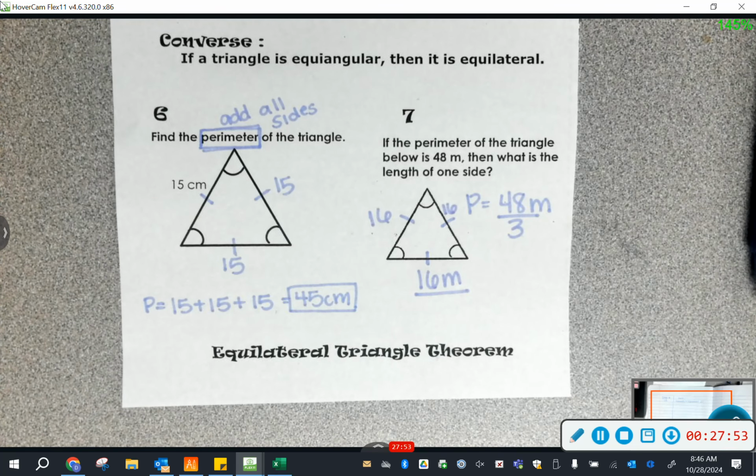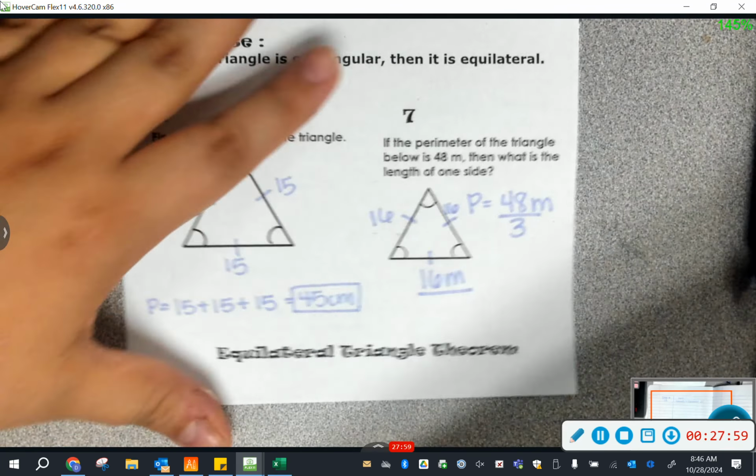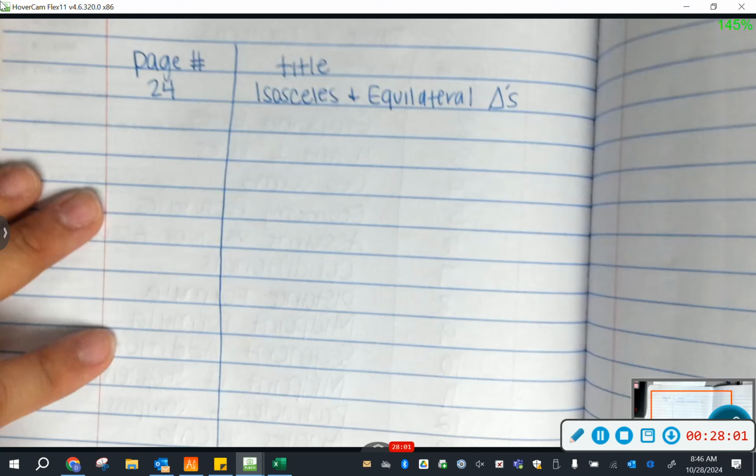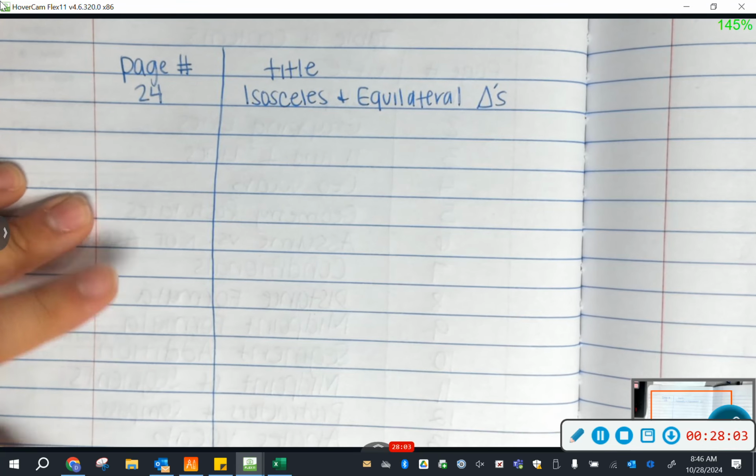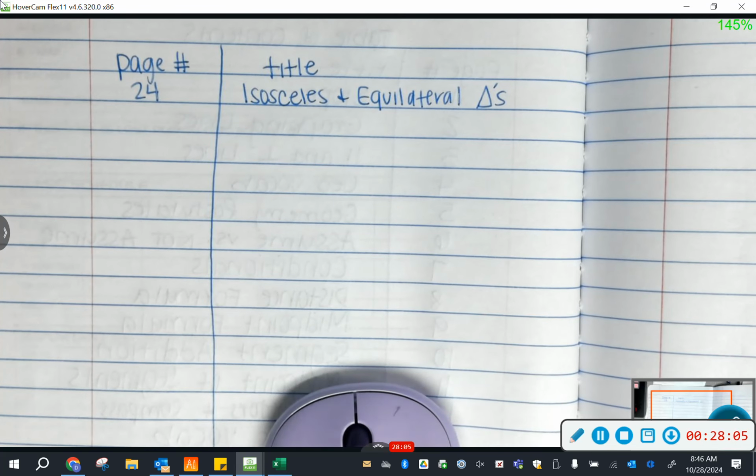All right. You are going to add this to your notebook. Glue it down on page 24 in my class. Miss Weimer's class, I don't know what page you're on, but please glue it down on the next page. If you do not have a glue at your desk, raise your hand and I will throw you some.